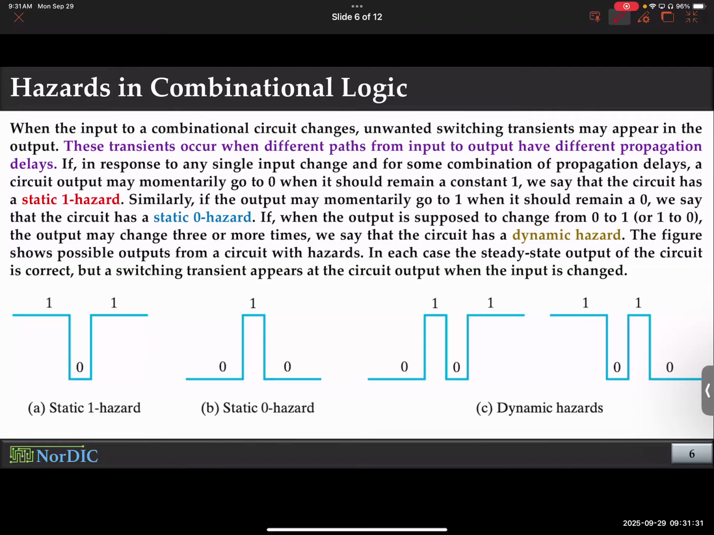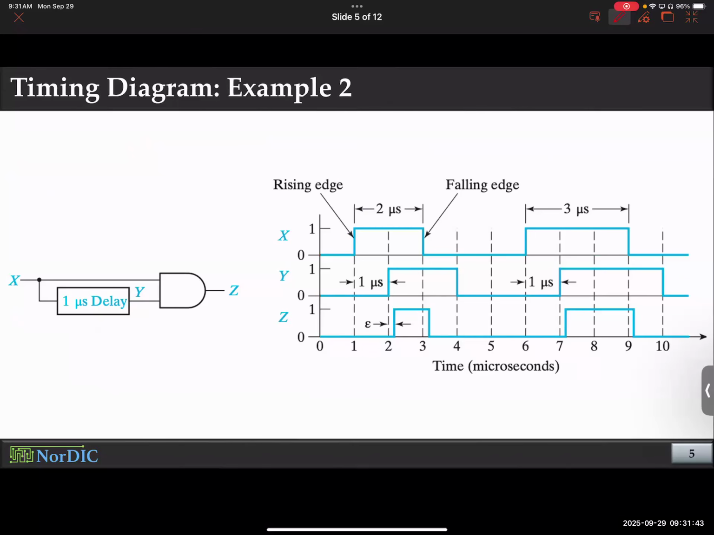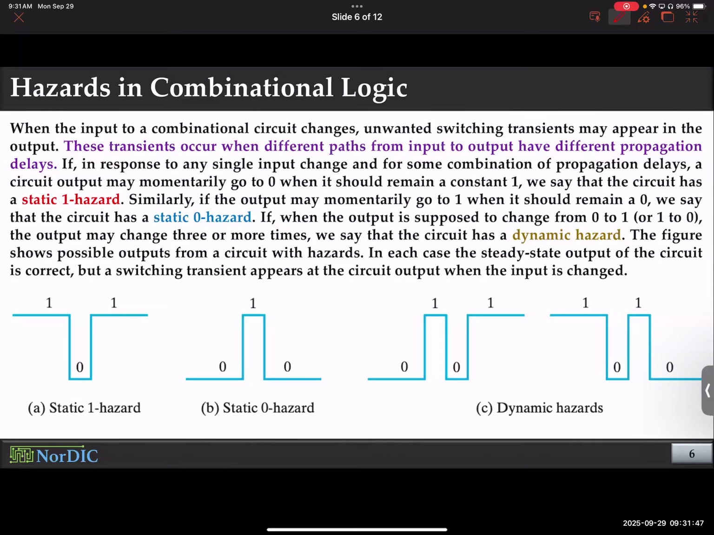Hazards are situations where the output changes in a way that is not logical, that you don't expect based on Boolean logic. And we have seen some examples already. What you saw here is essentially hazards, but I didn't categorize them that way. But there are specific categories of hazard that we talk about: static 1 hazard, static 0 hazard, and dynamic hazard. And what do I mean by that?